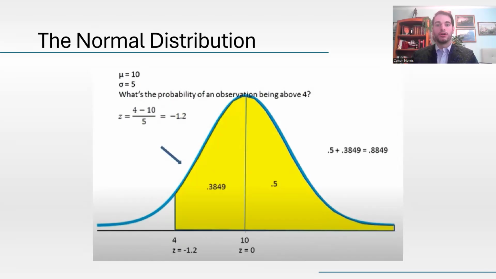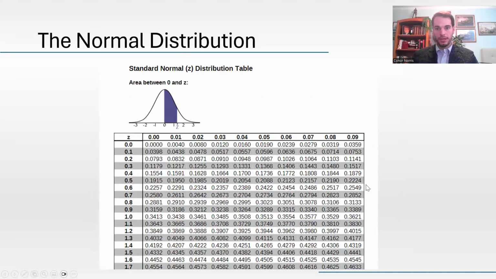Note that the 4 is below the mean of 10, so the z-score is going to be negative. When the value is below the mean, the z-score will always be negative. So we're trying to find the area here in yellow, starting at 4 and then going all the way up to infinity. So if we go back and look at the z-table, for a z-score of -1.2, we find 1.2 here, and 0 gives us 0.3849.